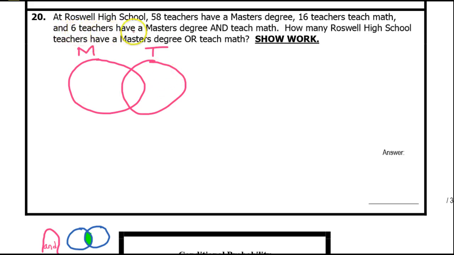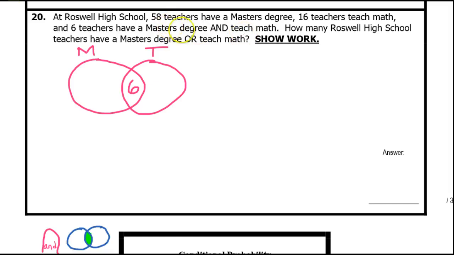6 teachers have a master's degree and teach math. We've learned that we really have to start with that part of the Venn diagram. All right, 6 teachers have a master's degree and teach math. So that goes here in the Venn diagram.